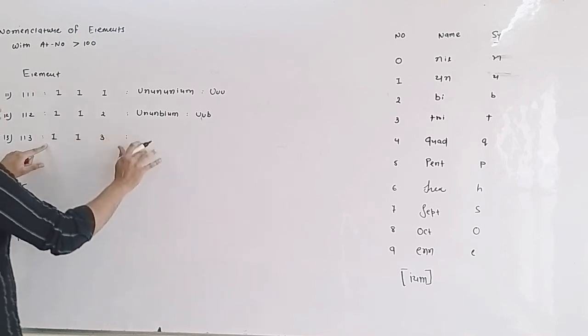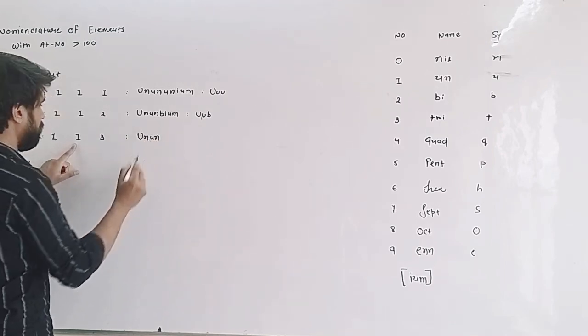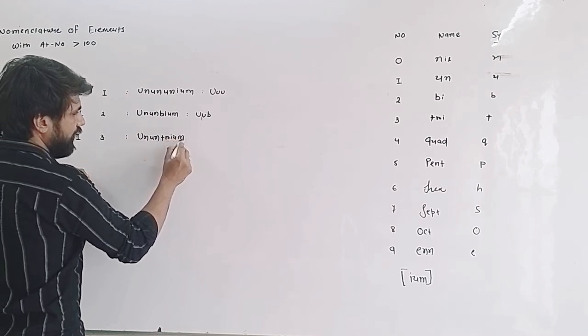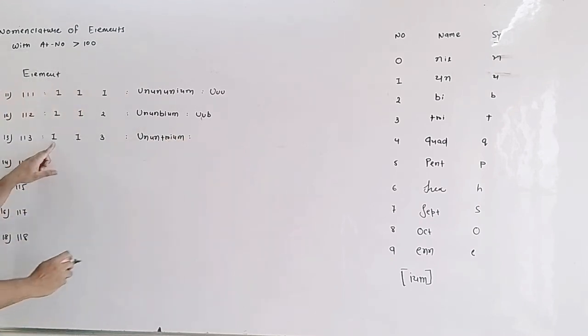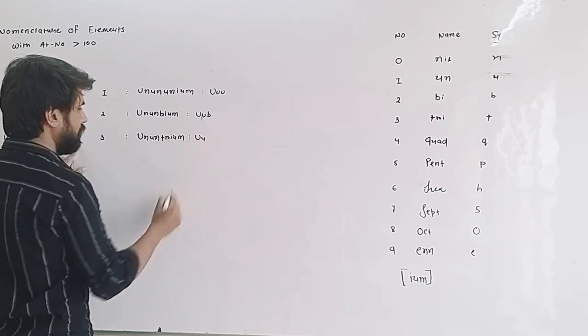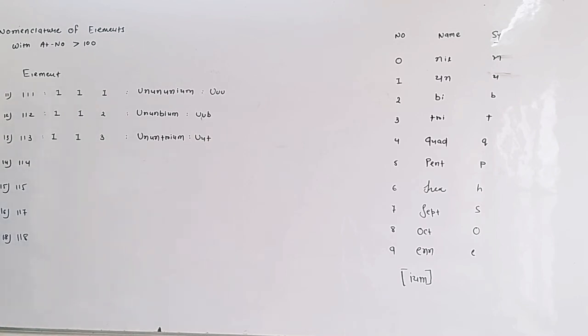What is 113? 1, 1, 3. So 1 stands for un, again un. 3 means tri. So it is tri, and ium. What is the symbol? Un means U, again U, and tri means T. So it is UUT. Okay? What about 114? 1, 1, 4.